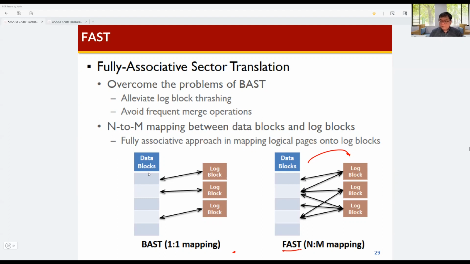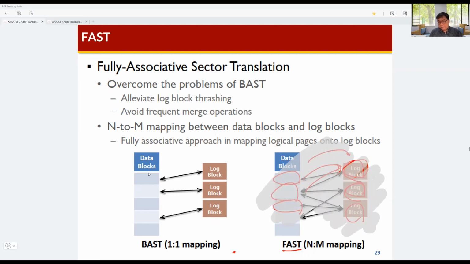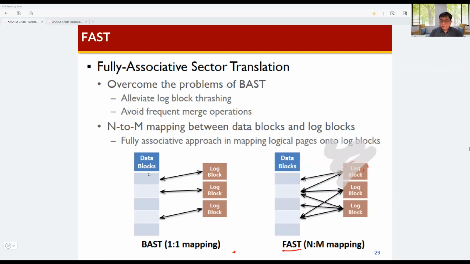So with this idea, one data block can be associated with multiple log blocks. Another data block can also be associated with different log blocks. With this mapping, we can increase the utilization inside of a log block. And what's the problem? What's the problem of this scheme?